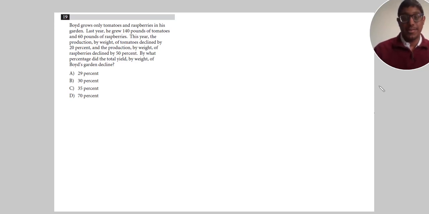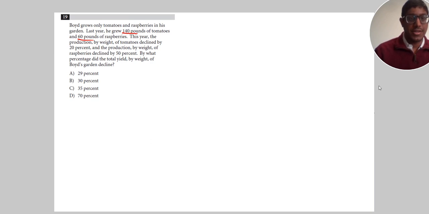So here's a problem I really like because it really just relies on one concept that just gets repeated 3 separate times. So we'll read the problem. Boyd grows tomatoes and raspberries. He grew 140 pounds of tomatoes and 60 pounds of raspberries. So we know we have 140 pounds of tomatoes, 60 raspberries.